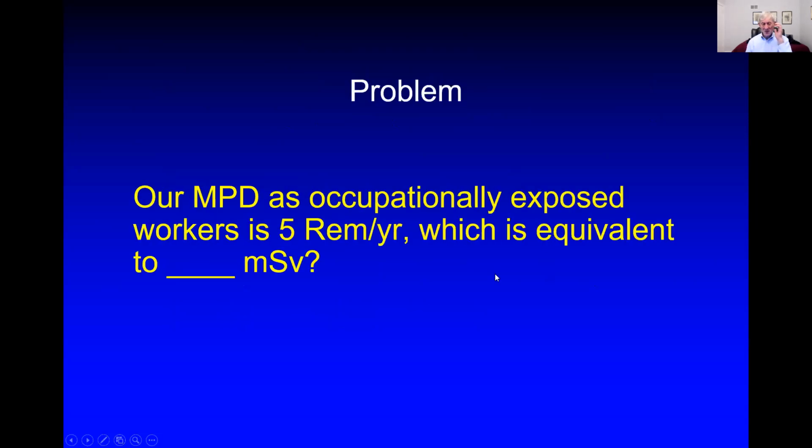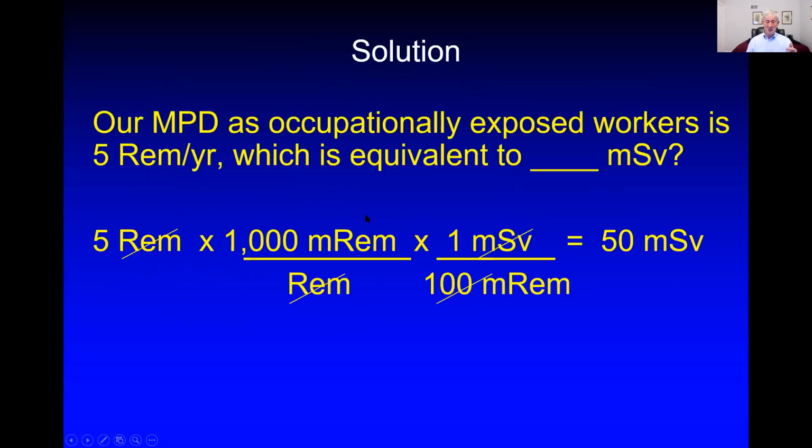Now, I think I asked you this earlier. Our MPD is 5 rems, and we said that's 5,000 millirems, and that's equivalent to 50 millisieverts. And if you want to see here, here's the math. Converted rems to millirems by multiplying by 1,000, and then converted millirems to millisieverts by dividing by 100, and there's our 50.